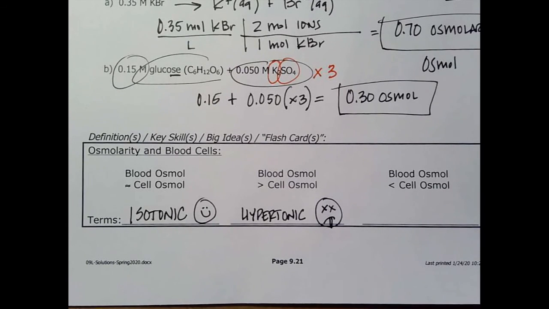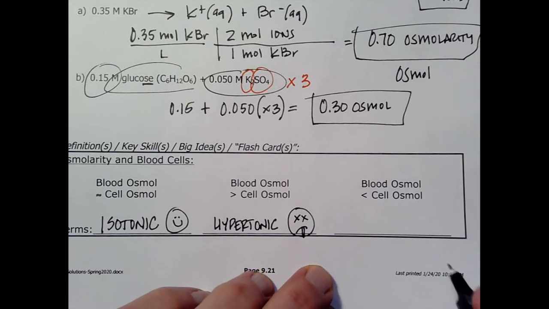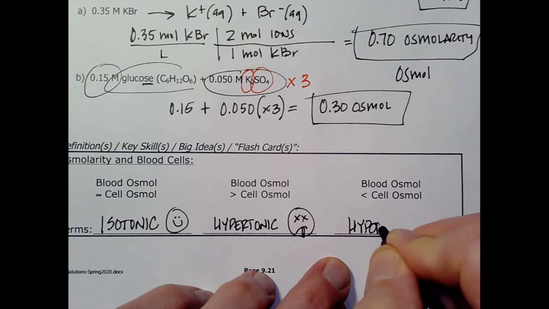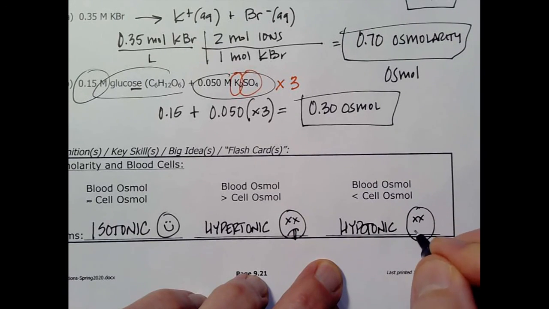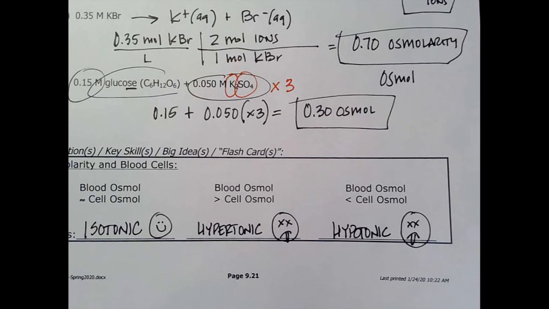It can be destructive. If the osmolarity of the blood around the blood cells is less than what the osmolarity is inside the blood cells, we say that's hypotonic. Again, it's not good for the blood cells. And we're going to talk about that the next 3 pages in lectures. We're going to talk about properties of solutions.